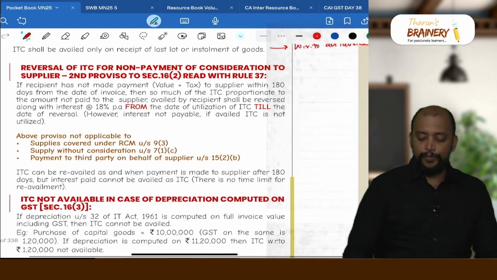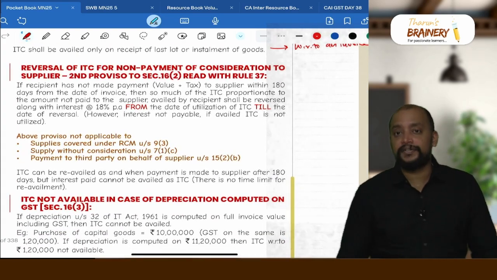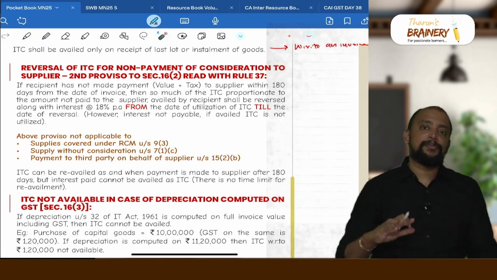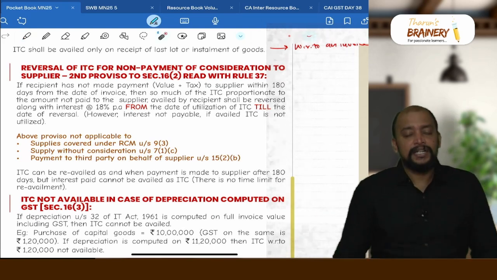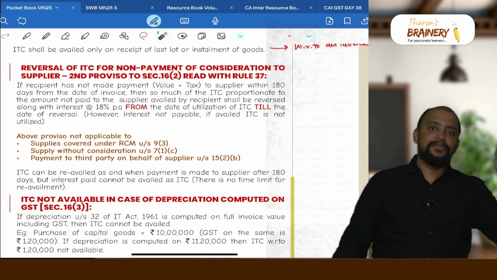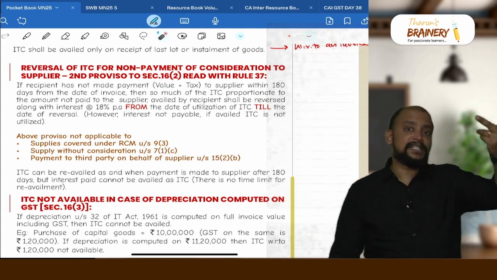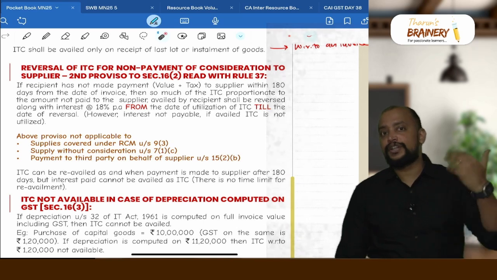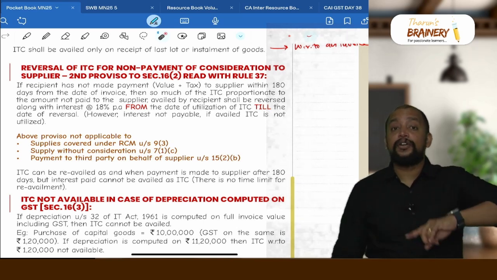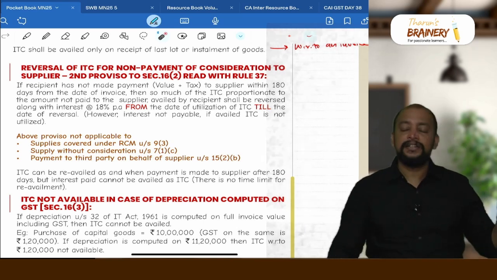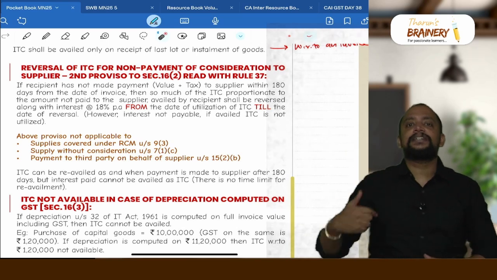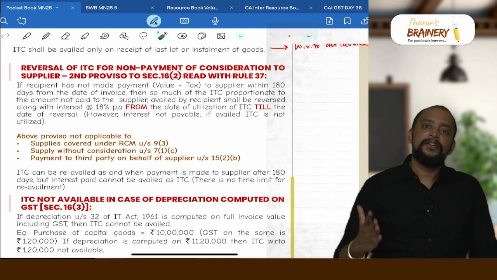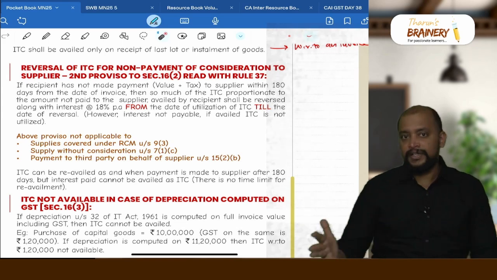Then there is one point, rule 37, which is non-payment of consideration within 180 days from the date of invoice. So the recipient should make payment to supplier within 180 days from the date of invoice. If the recipient has not made a payment within 180 days, the recipient already has availed the ITC, because payment to supplier is not a condition for availment of ITC. So recipient already availed ITC, but he did not make payment to supplier within 180 days. So therefore the recipient should reverse the ITC availed, and he needs to also pay interest at the rate of 18% per annum from the date of availment till the date of reversal.